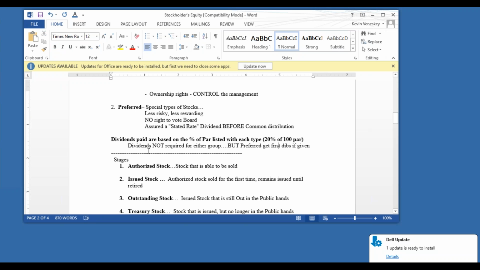But the key thing to remember, and something that I want you to know, is that even with preferred stockholders who get first dibs, if nothing's paid out, they get nothing. Dividends are not required for preferred or common.